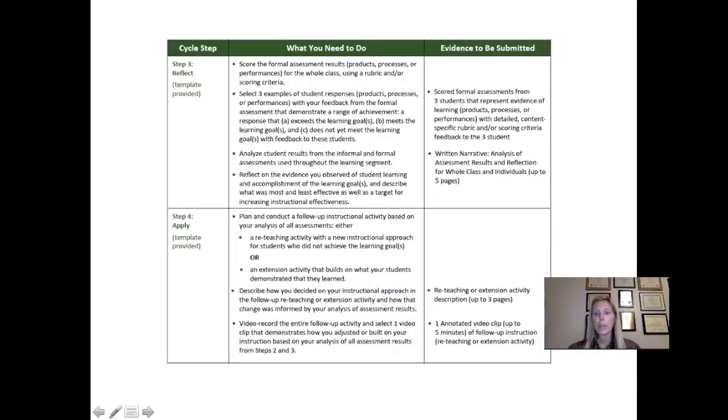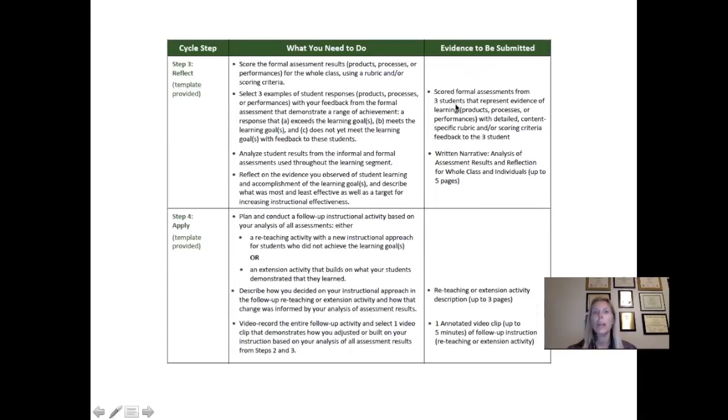As a reminder, this document piece can be found inside of the assessment guide that's housed in the TPA Center on the course website. So as I mentioned, today we are going to be focusing on Step 3, Reflect, and Step 4, Apply. And it provides a nice nutshell right here of what you will need to do during the course of Step 3 and Step 4. And then it also describes the evidence you will be submitting.